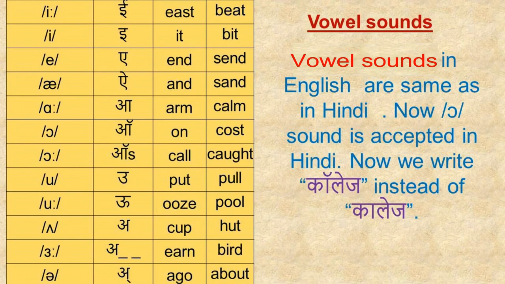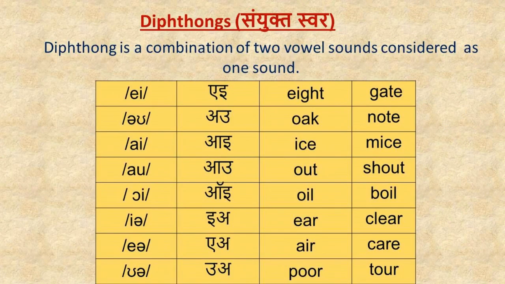Most of the vowel sounds in English are same as in Hindi. Now, the A sound is accepted in Hindi. Now, we write college instead of college. In previous slides, we are talking about 20 vowel sounds. In that 20 vowel sounds, 12 are pure vowel sounds and 8 are diphthongs, Sanyukta Swara. Diphthong is a combination of two vowel sounds considered as one sound.